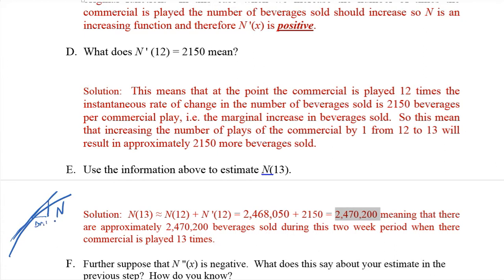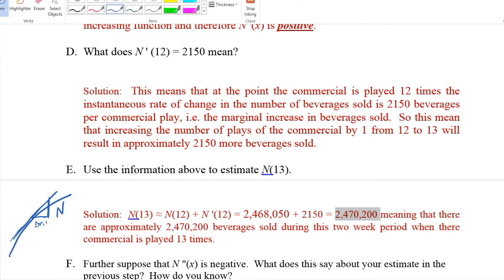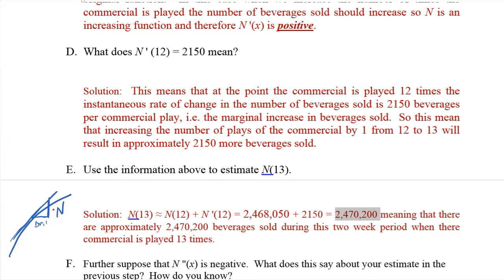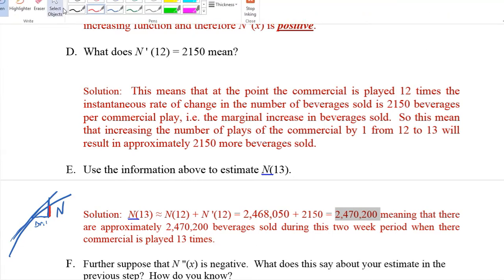If delta x is 1, then this value right here is the derivative. It's how much the tangent line goes up, whereas this distance here in red is the actual amount the function goes up. So what do we know? We know our estimate's a bit high, right? Probably not much, just a little bit, maybe by 2 or 3 or 4 beverages. But our estimate is going to be a little high.